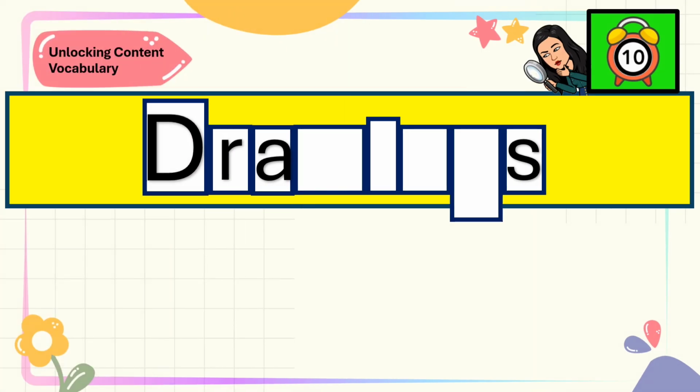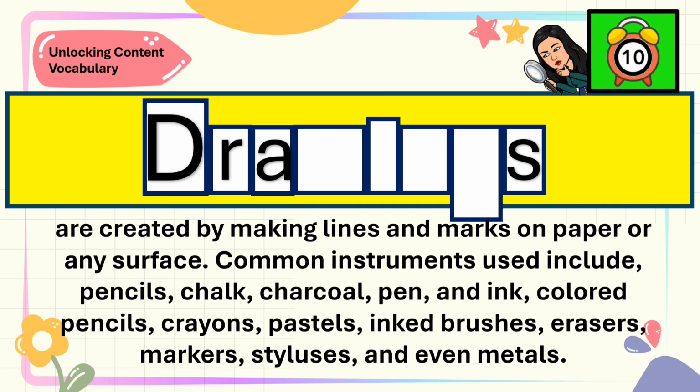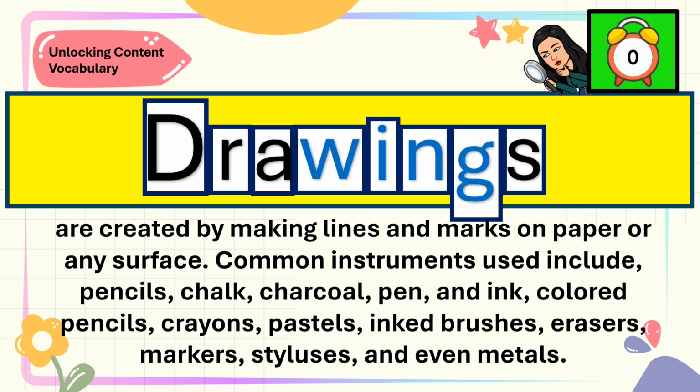What about this? Blank are created by making lines and marks on paper or any surface. Common instruments used include pencils, chalk, charcoal, pen, and ink, colored pencils, crayons, pastels, inked brushes, erasers, markers, styluses, and even metals. What do you think is the answer? The correct answer is drawings.